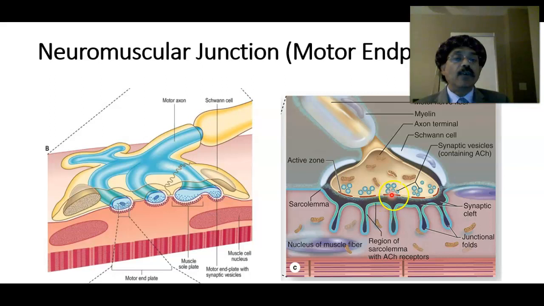This part is called the dense bodies. So this is the active zone with dense bodies, and the synaptic vesicle is released from this active zone. It will go through the synaptic cleft. It will attach to the receptor on the postsynaptic membrane.